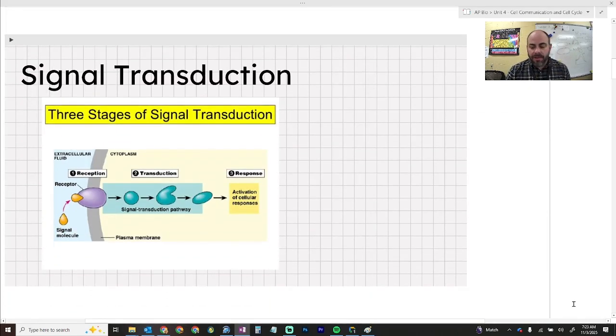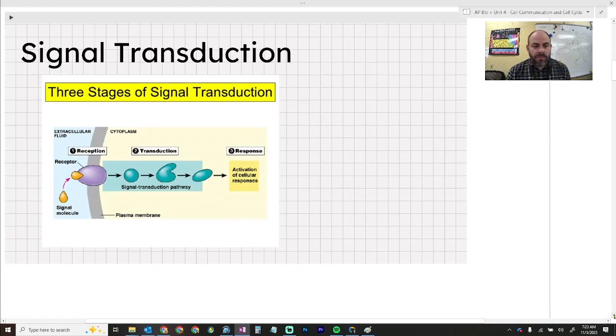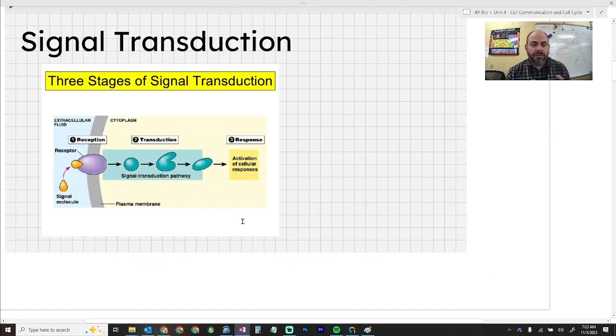So this idea of signal transduction is very important for this unit. In fact, the whole unit sort of revolves around this. Even the cell cycle portion of the unit really involves this idea as well. Signal transduction involves three stages: reception, transduction, and response. Really, transduction is the only one that needs a little bit of fleshing out. Reception is the reception of a signal molecule. Transduction is any sort of relay pathway that gets the signal to the response, right?